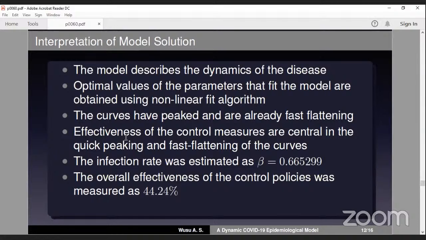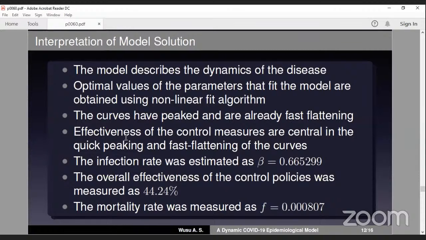We see that the effectiveness of the control measures is central in the quick peaking and fast flattening of the curves. Now we must report that the infection rate was estimated as beta equals 0.665299. What's the meaning of this to the layman? It means that the infection rate is about 66.52%. That means we have to be very careful. And we can also see that the overall effectiveness of the control policy was measured as 44.24. The meaning of this is that our control policies, we need to improve on them. If we continue like this, our control policies are falling short. They are not even up to 50% to guarantee us some degree of safety.